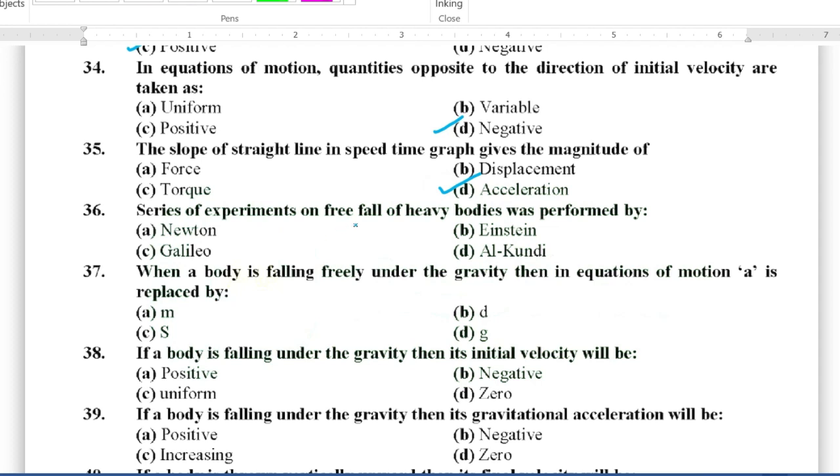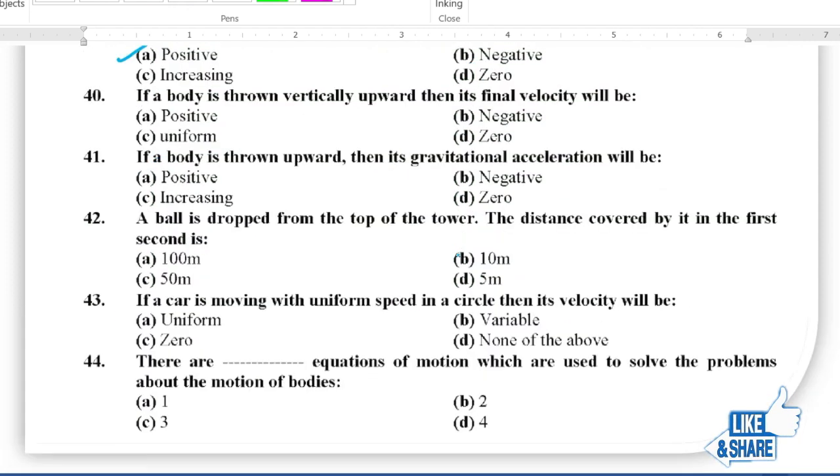A series of experiments on free fall of heavy bodies were performed by, option number C, Galileo. When a body is falling freely under gravity, then in equations of motion a is replaced by g, option number D. If a body is falling under gravity, then its initial velocity will be, option number D, 0. If a body is falling under gravity, then its gravitational acceleration will be, option A, positive. If a body is thrown vertically upward, then its final velocity will be, option number D, 0. If a body is thrown upward, then its gravitational acceleration will be, option number B, negative.